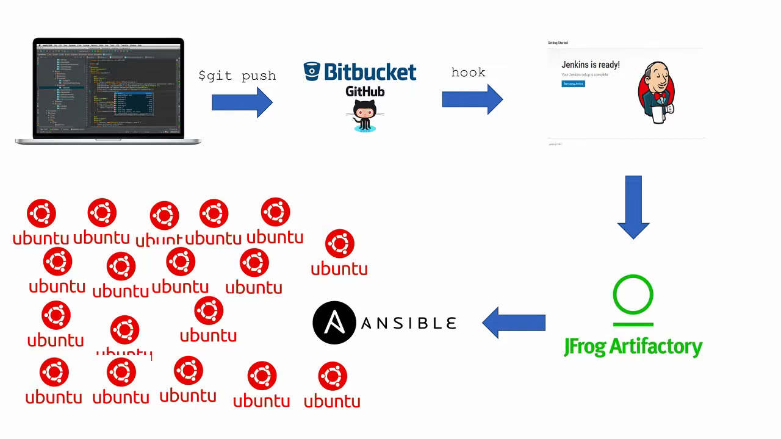JFrog Artifactory is a service. You can compare it to Docker Hub. This is the place where you store your artifacts. An artifact can be an image library or Docker images, anything that has to do with your application. Basically build output.